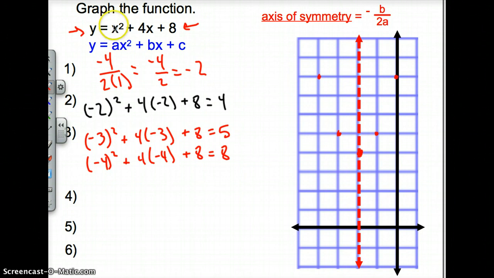It opens up because this is a positive x squared, so my points are going up, so therefore I know I graphed my points right. And then everybody's favorite part is to connect the dots, so let's go ahead and connect the dots as best as we can. And there's our parabola for y equals x squared plus 4x plus 8.